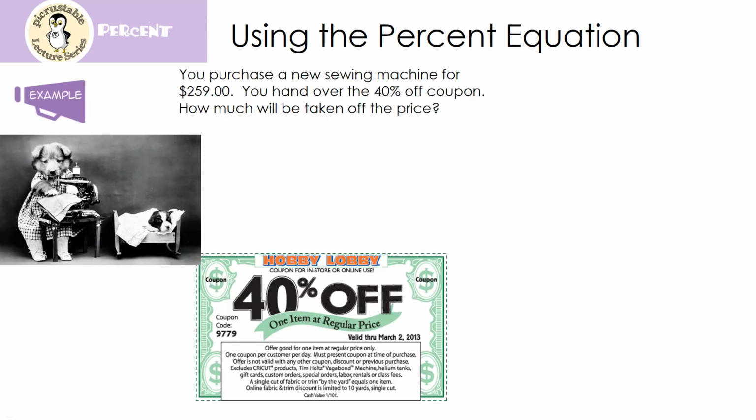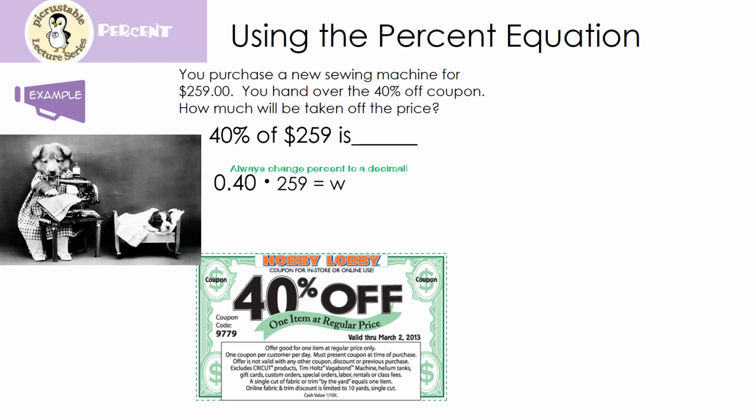Let's look at an application problem. You purchase a new sewing machine for $259. You hand over the 40% off coupon. How much will be taken off the price? Now just so you know, this coupon is expired, so don't use it. It's just an example. Well, we know that 40% of $259 is our sale price. That's how much we're going to pay for it.